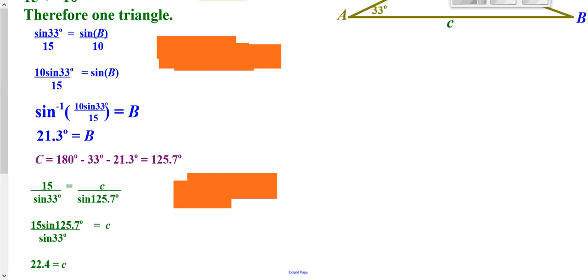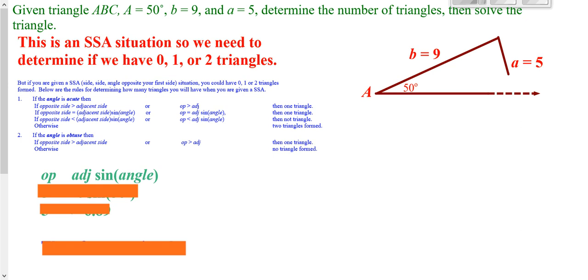And then one last problem, I believe. Here, we draw this out. We can see it's a side-side-angle situation. Well, if it's a side-side-angle situation, we have to decide how many triangles it is. Our opposite side of 5 is not greater than our adjacent side of 9, so we know it's not this top one. The next two both deal with the opposite and adjacent side of my angle, so I'll throw in my opposite, which is 5, adjacent, which is 9, sine of my angle, 50 degrees.